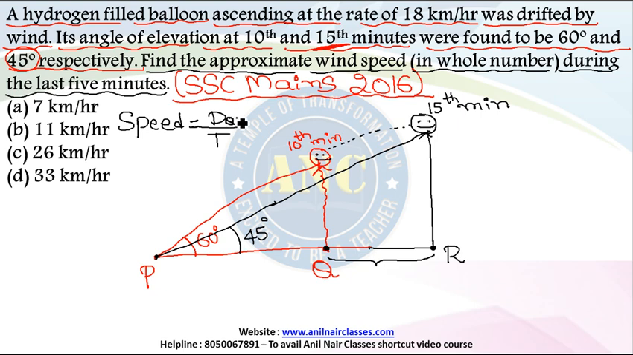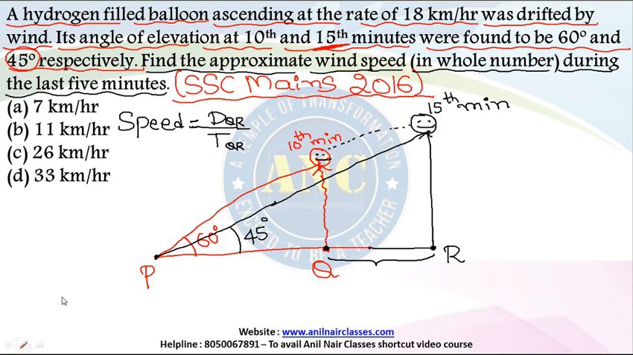Distance traveled from Q to R divided by the time taken from Q to R. Time taken from Q to R is 5 minutes, 10th minute to 15th minute. The time is known to us. Distance is not known. If I find the distance from Q to R, my answer is over. As simple as that. Let us not make it complicated. Now, our intention is to find the distance from Q to R.